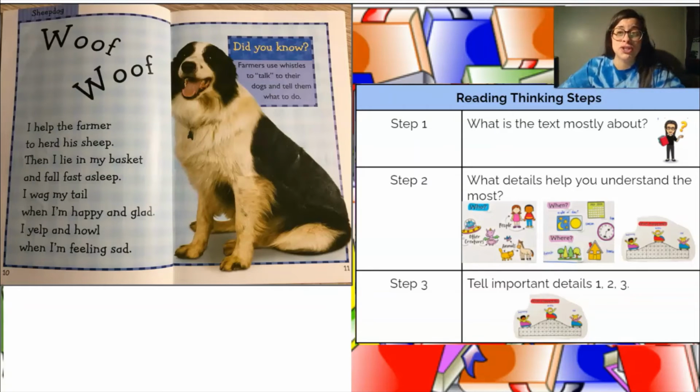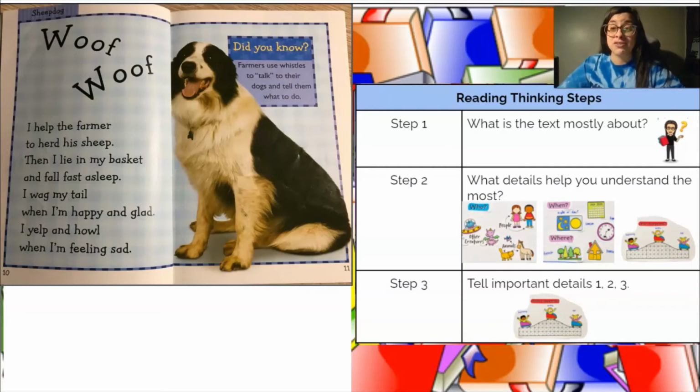We learned through the pictures and the words, these pages are all about sheepdogs. We also learned tons of information about the sheepdog. We learned that farmers use whistles to talk to their dogs. We also learned that sheepdogs on the farm help herd sheep, and they like to lie in baskets and wag their tails, and they also like to yelp and howl. So now we have been able to find tons of details about sheepdogs, which will help you do your retell through your drawing and labeling.